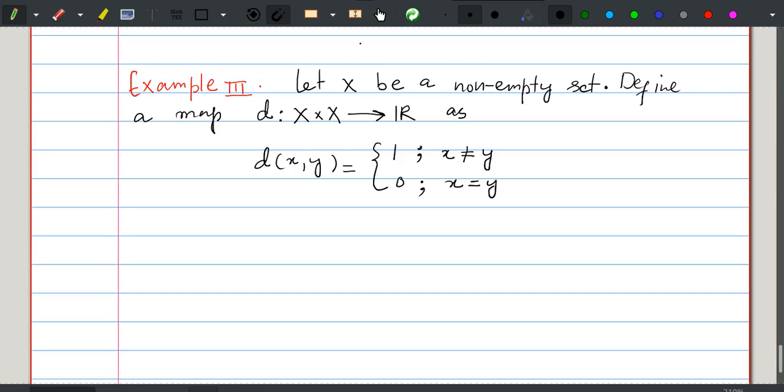It may be verified easily that D is a metric on X because one can see that the only values in the range of D are 1 and 0. So D of xy will be certainly a non-negative real number, and by definition D of xy is 0 only when x is equal to y. And symmetry and the triangle inequality also follow from the definition of this metric.